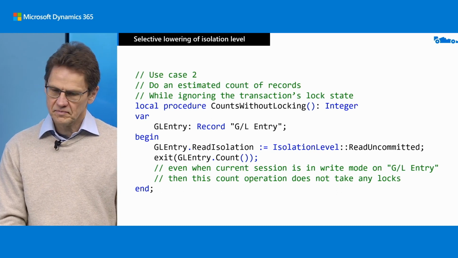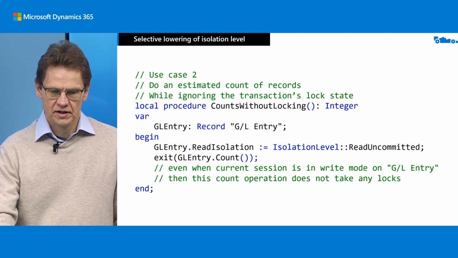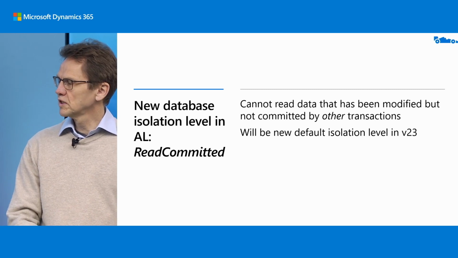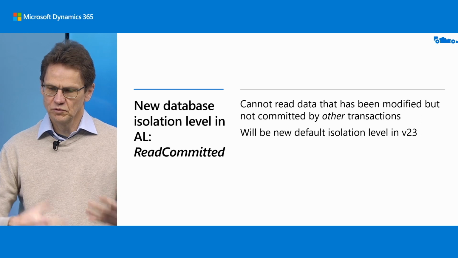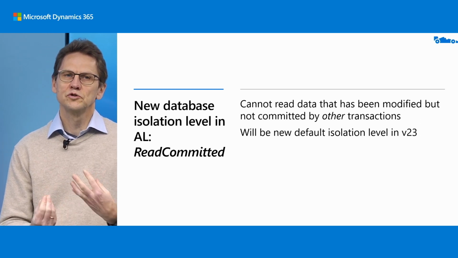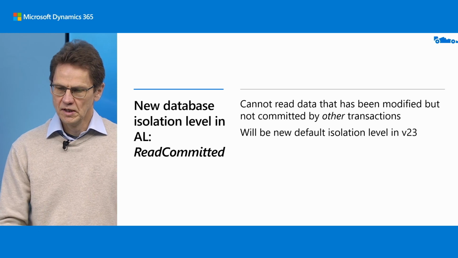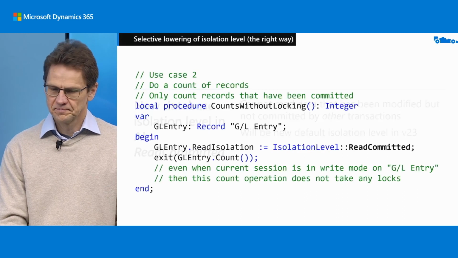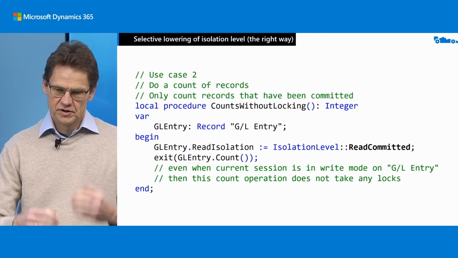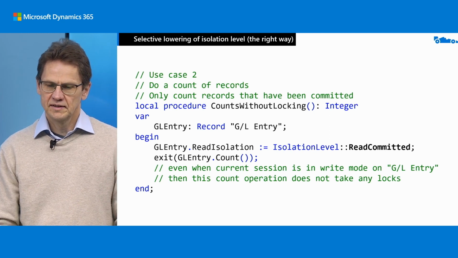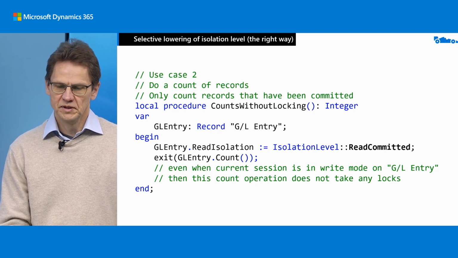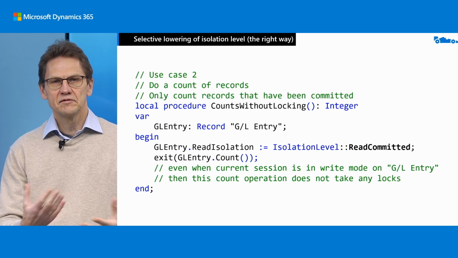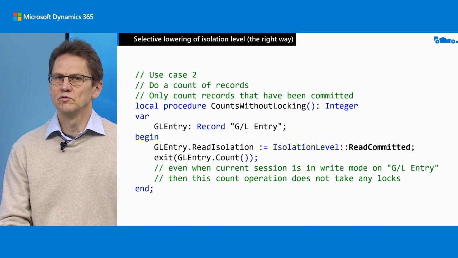You might have noticed that there is a new one which is called read committed. Now, this is actually what we expect to be the new default, is that within write transactions, you will always want to run with read committed by default. So now you can start doing that on the individual record instance variables here. And there is an example here where you decide that you actually just want to do the read committed, and then even though the current session is in write mode on GL entry, then this one will not take any locks, but it will only read committed data.